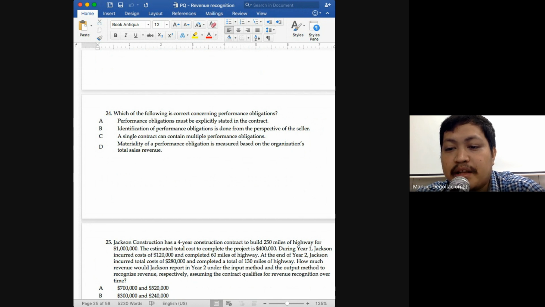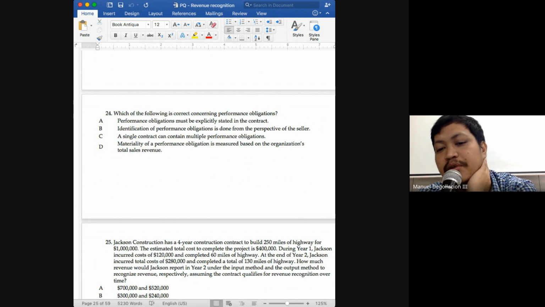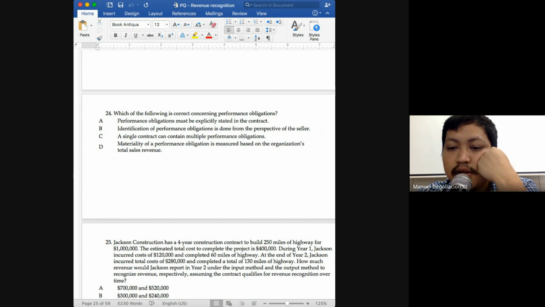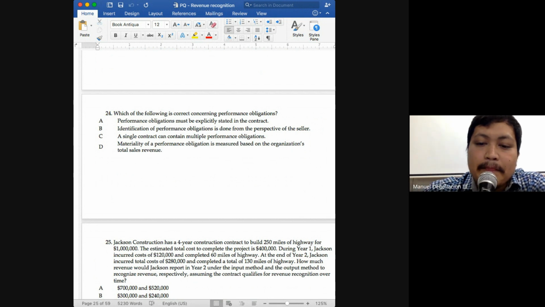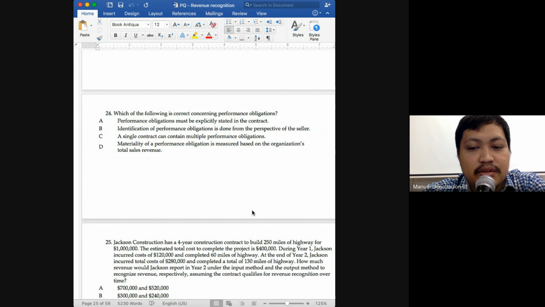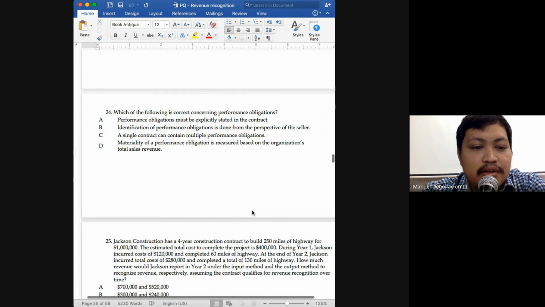It must be from the perspective of the customer. That's the perspective of the customer. Next, letter C: a single contract can contain multiple performance obligations. That is the true statement. So the answer here is letter C. Materiality of a performance obligation is measured based on the organization's total sales revenue. No, it should be based on the contract cost, not organization level.